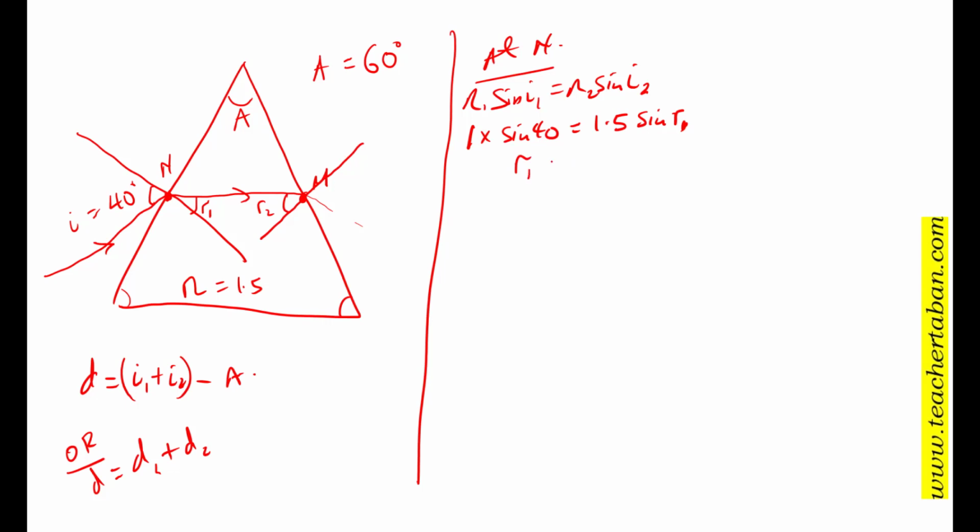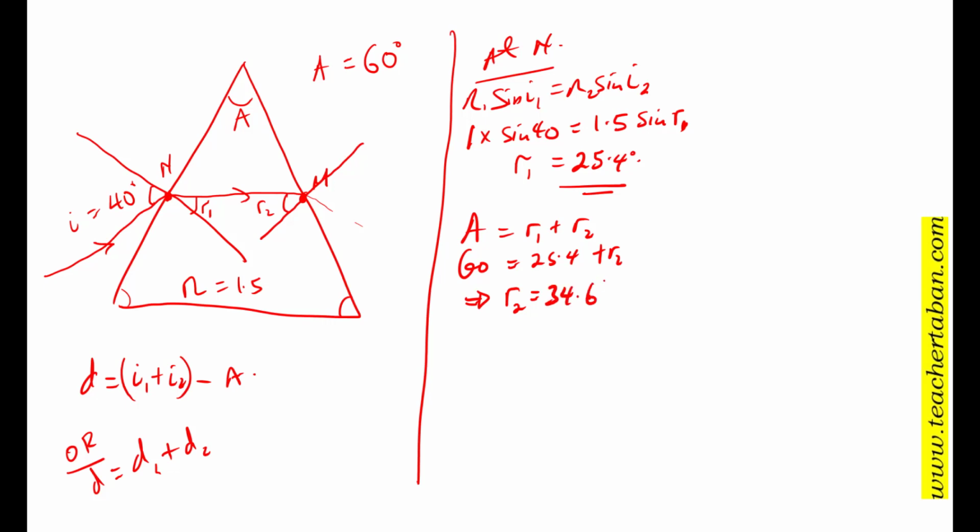So when you check the calculators, we shall get our R1 as equal to 25.4 degrees. So once we get this, remember that A is equal to R1 plus R2. Our A is 60 degrees equals 25.4 plus R2. This will give our angle of refraction at M, which is equal to 34.6 degrees.